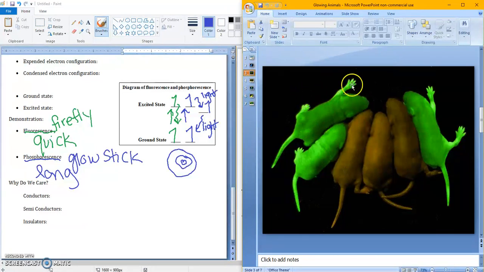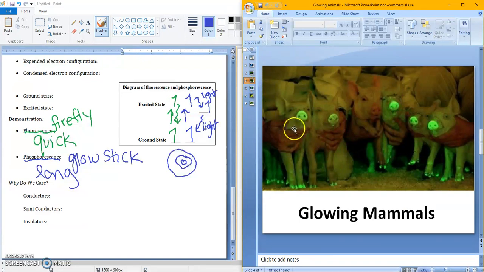Weird? Yes. But kind of cool. So now you have glowing rats. And then they were like, okay, well, rats are a smaller creature. What if we wanted to put it into a larger creature? Say, a pig. And they were able to get the pig to accept the glowing gene.